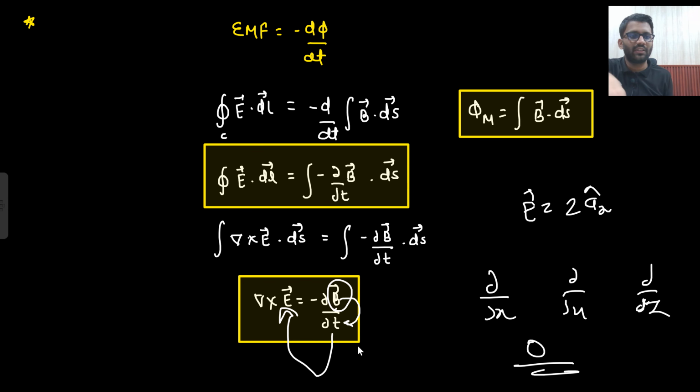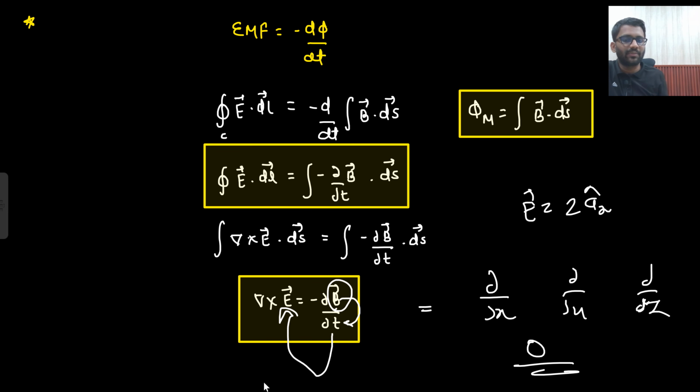That means B is not changing with respect to time. But if B is changing with respect to time, that means del by del t is finite. If del by del t is finite, that means del cross E is finite. If del cross E is finite, that means E has to be a function of space. Is that clear to you? Again, I am repeating: del B by del t is finite, that means del cross E is finite, and E has to be a function of space. So the changing magnetic field with respect to time generates a space varying electric field. Is that statement clear to you?